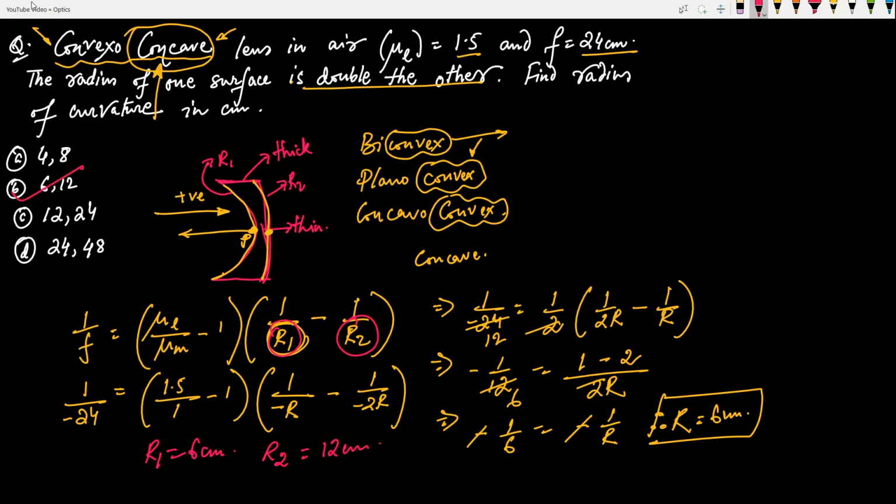I hope the concept is clear. If you just have the concept and if you know how the figure looks like, how the lens looks like, then you can easily solve this problem. Once you can figure out the diagram, then it's basically just the formula, just put it in and you'll get it. So this is why concept is very important. You need to build your concept and things will automatically flow. So this is all for this problem. Now let's move on to our next problem.